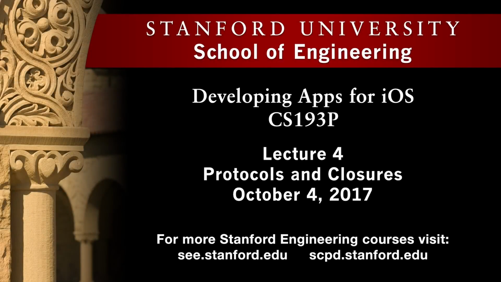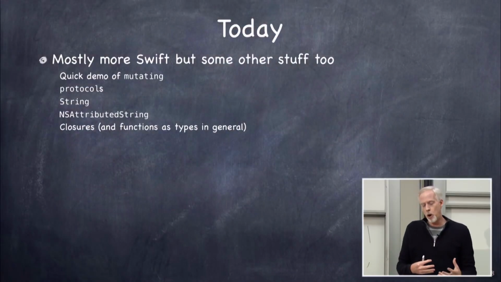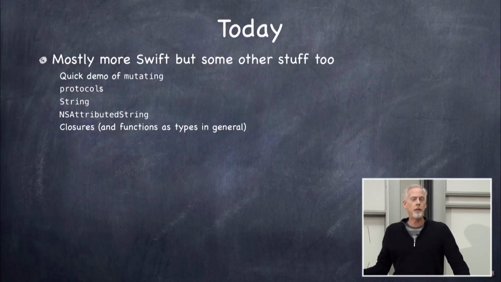All right, well, welcome to lecture number 4 of Stanford CS193P, fall of 2017. Today, we're going to continue to talk about Swift. This will be the last we talk about Swift. After this, we're pretty much going to assume you know Swift, and obviously you'll be learning on the fly as you go. But starting next week, we're going to dive right into iOS, UIKit, and all that.